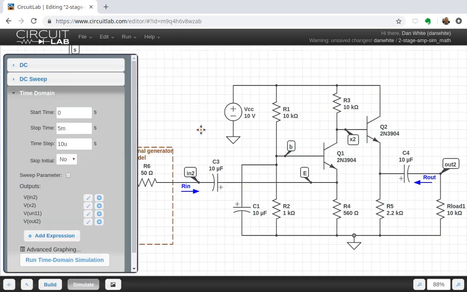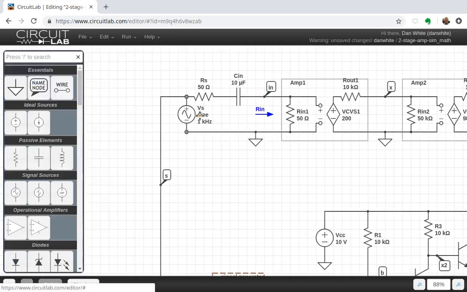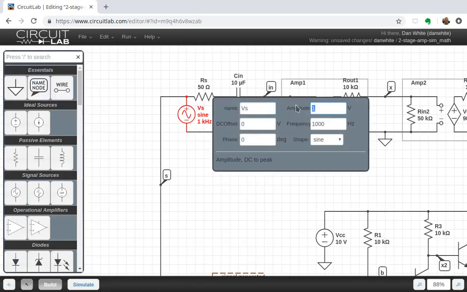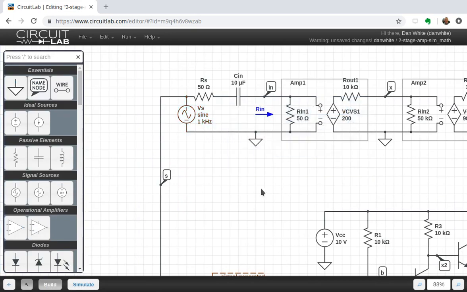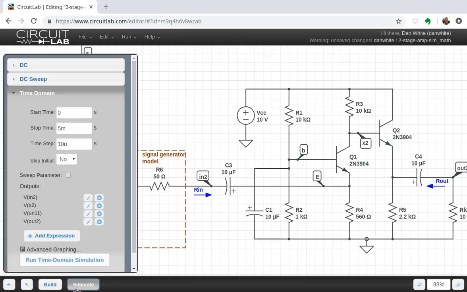So let's make my input signal much smaller. Go to build mode, edit the parameters. I'm going to drop that by a factor of 10, to 100 millivolts, and we'll see what we get. We'll simulate this again.